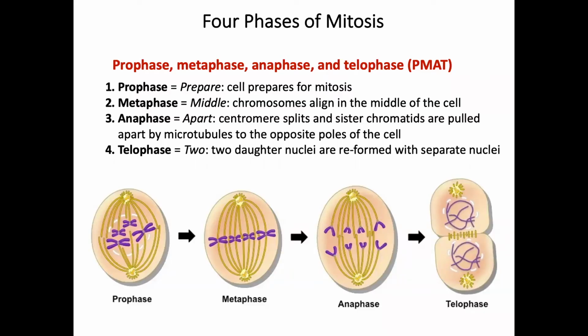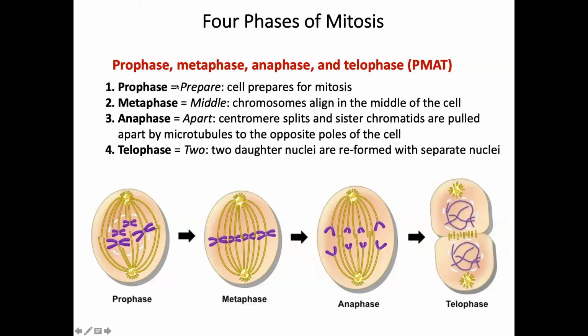I prepared this slide for you to remember the 4 phases of mitosis easily. This part is frequently tested in MCAT exams. Remember the name as PMAT, which stands for prophase, metaphase, anaphase, and telophase. Also, prophase is when the cell prepares for the mitosis, so prepare also starts with a P.